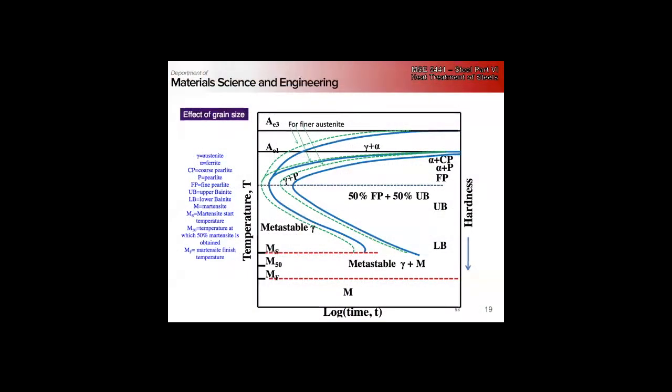Grain size also has an effect, right? So the finer your austenite grain size, the faster your transformations, right? And that's, again, largely a function of nucleation, right? More grains, smaller grain size, more grain boundary area, easier to nucleate, right?